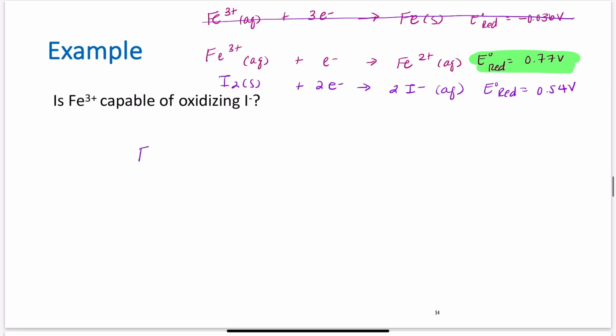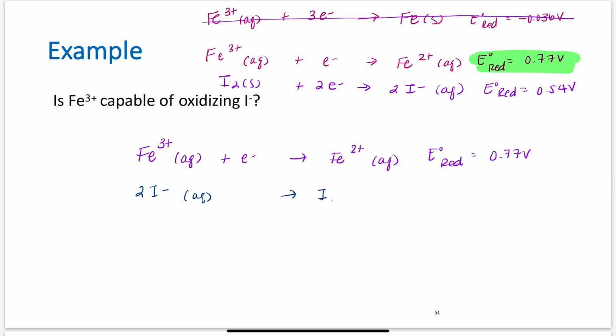I minus. So what I've got here is Fe3+ aqueous gaining an electron, going to Fe2+ aqueous. Reduction potential here, positive 0.77 volts. This is going to cause the iodide to be oxidized to I2 solid, giving me I2 solid plus 2 electrons. And the oxidation potential here, I flip the reaction around, is 0.54 volts.